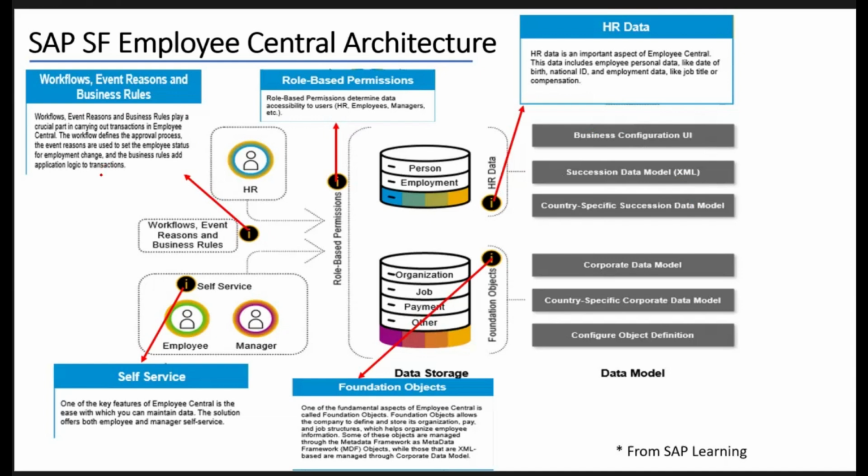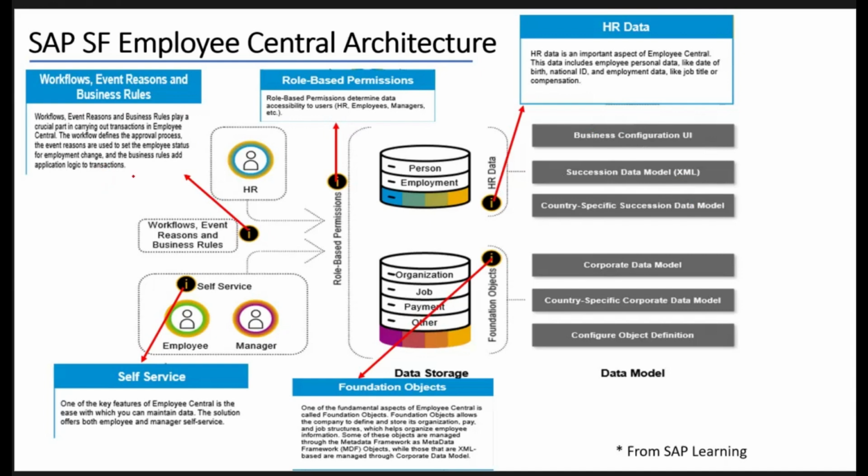For example, business rules define the application logic to the transactions. For example, leave approval should go to the particular manager. There is a business rule: when somebody applies for leave, it has to go to his manager for approval. So that application logic is built within the business rules.